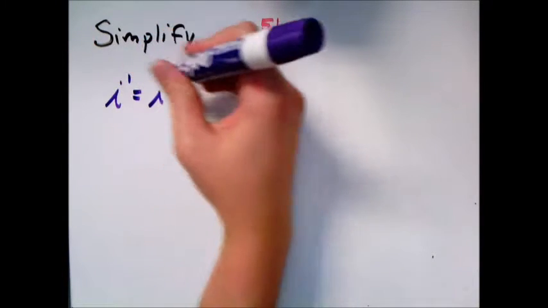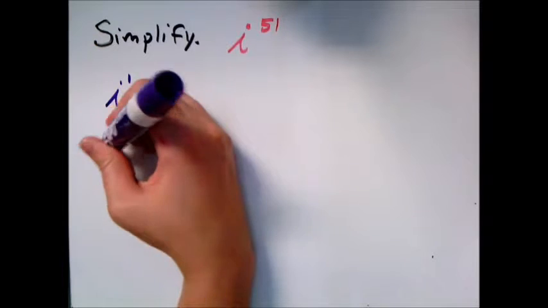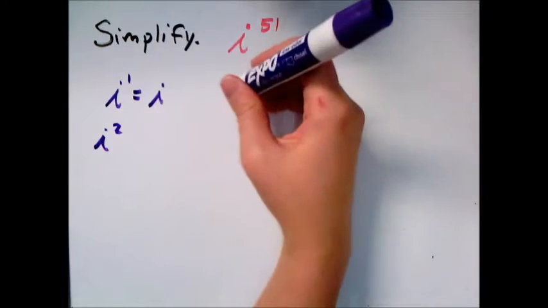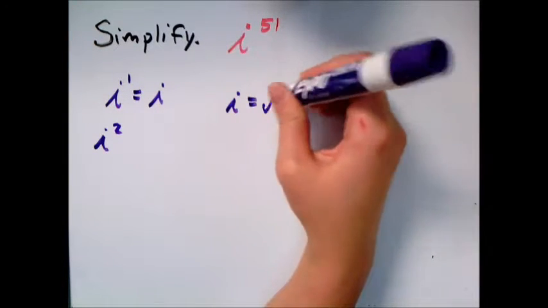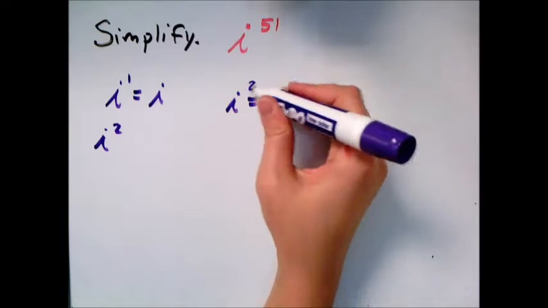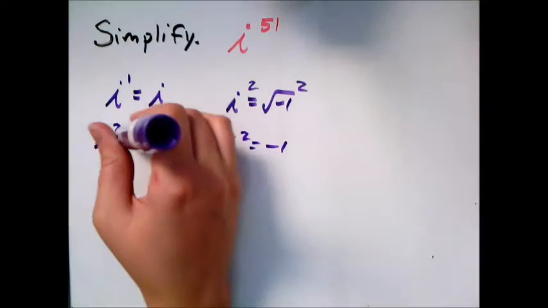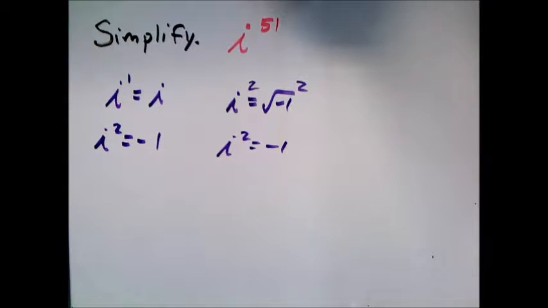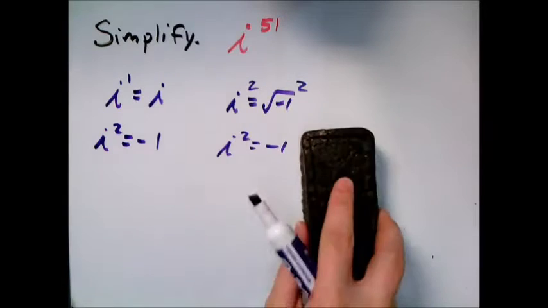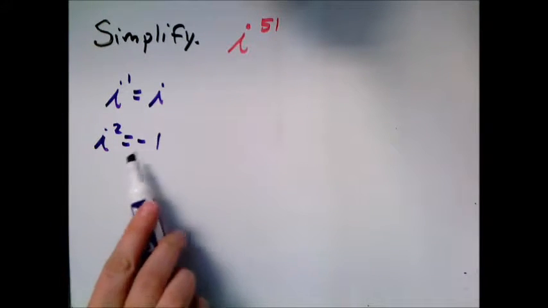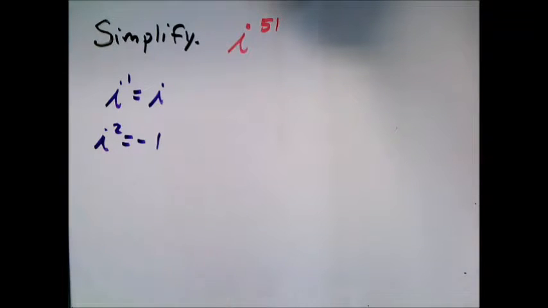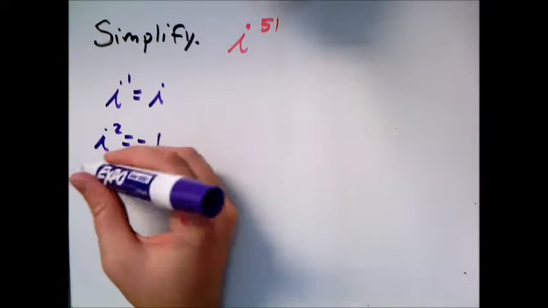So i to the first would just be i. And then i squared, well, if i is the square root of -1, if I square both sides, notice how that cancels the square root. So i squared is the same as -1. That will come in handy in the future. Anytime you have an i squared in a problem, you can just replace it with -1. So i squared actually isn't an imaginary number. It is i times i, which cancels the square root to give -1.